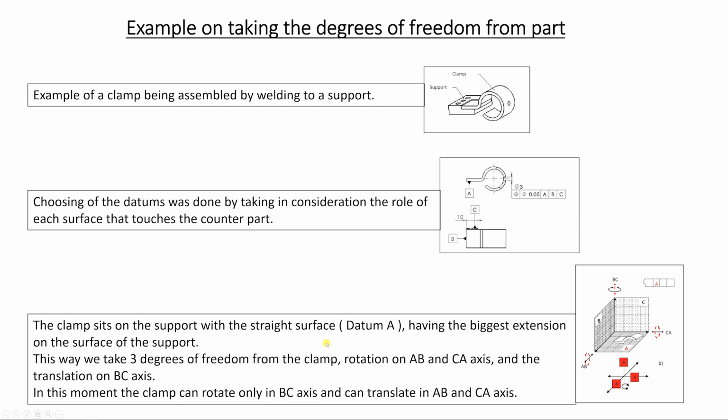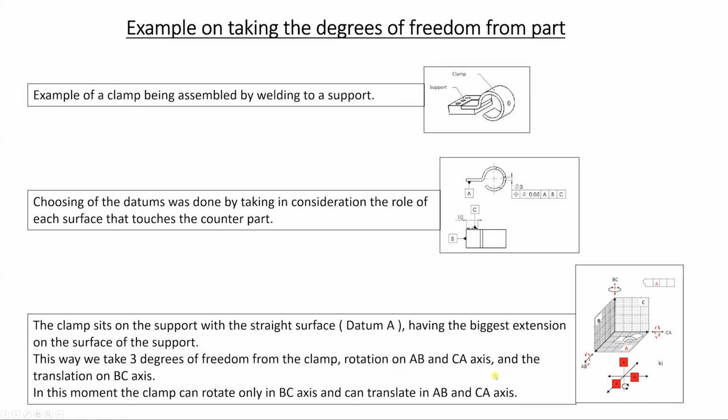So the clamp sits on the support with the straight surface, datum A right here, as we see here, having the biggest extension of the surface on the support. So when it comes in contact with the support, it comes with the biggest surface, datum A, on the support right there. What this does, it takes 3 degrees of freedom from the clamp.